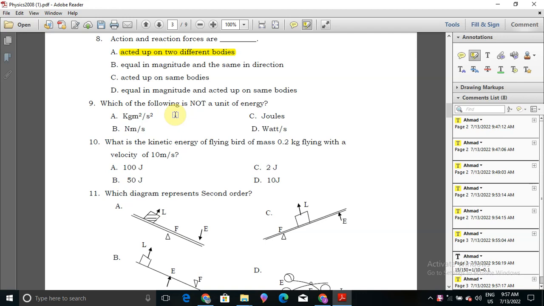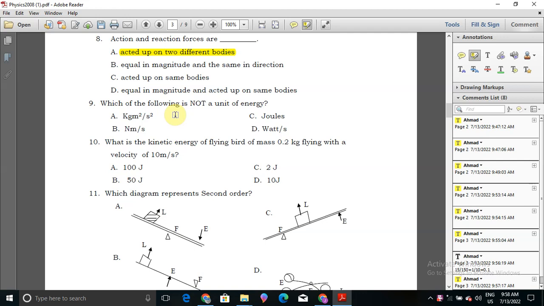Why? Because the unit of energy is joule, right? Yes, it says not a unit of energy, so it will be Newton times meter per second. Why? Because kilogram times meter per second squared is Newton, and Newton times meter is the correct unit for energy. Joule is the unit of energy and work.